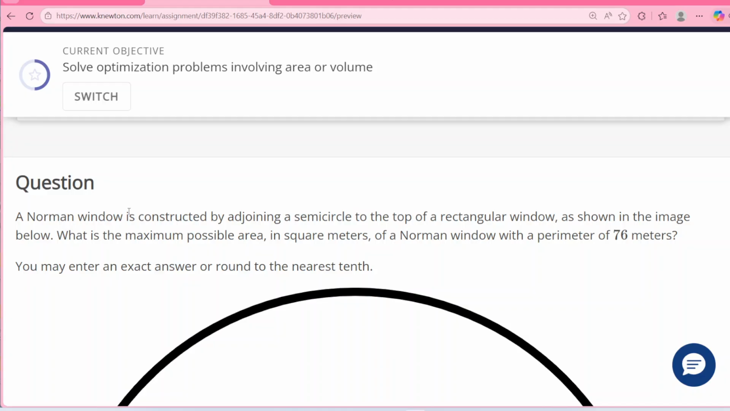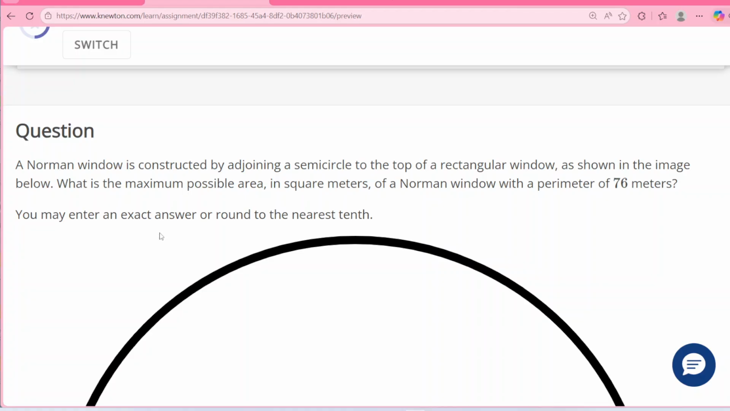So a Norman window, constructed by adjoining or attaching a semicircle to the top of a rectangular window, as shown in the image below. What is the maximum possible area in square meters of a Norman window with a perimeter of 76 meters? And then again, enter an exact answer rounded to the nearest tenth, so just one decimal place. This time they want the area, not just the dimensions, right? What is the maximum possible area?